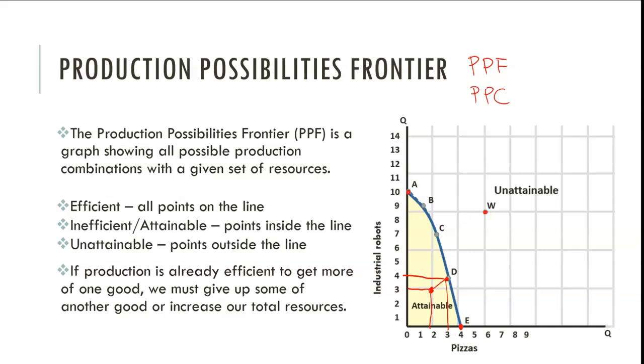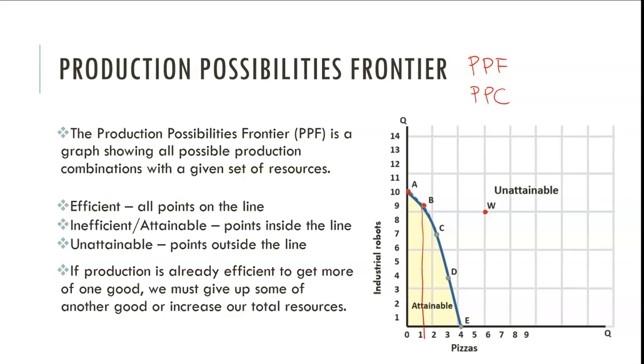If production is already at an efficient point, the only way to get more of one good is to give up some of the other. So let's say that we're starting at point A, where we're producing all robots and no pizzas. This is an efficient point. We're producing 10 robots. We're producing on the line. But let's say our economy decides we don't only want robots. We would also really like some pizza. So we want to move to point B.